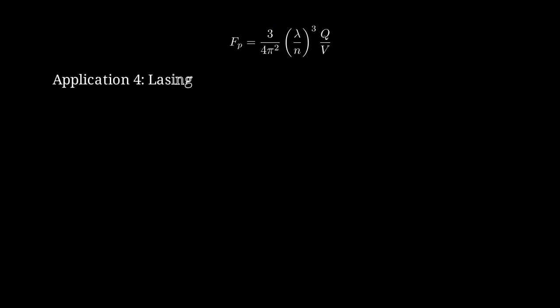Fourth is lasing. The high Q dramatically reduces the lasing threshold. You can achieve ultra-low threshold nanolasers that operate with nanowatts of pump power.